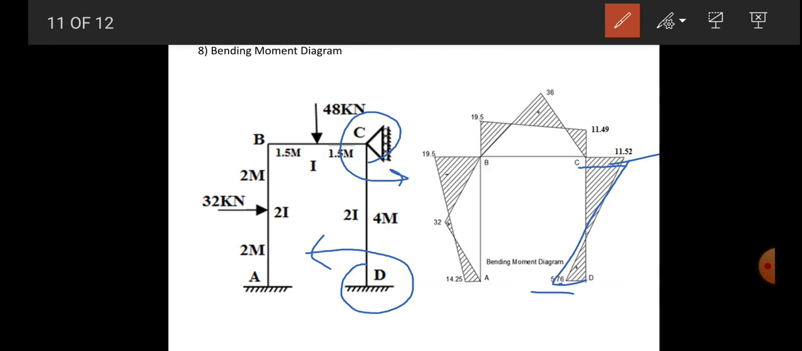There is no load on the column CD, so the free bending moment diagram will not be there. So this is about the bending moment diagram for the given problem.